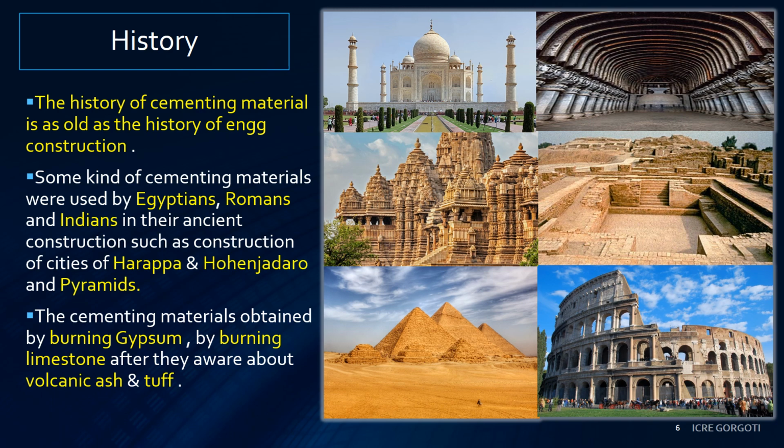The cementing material is obtained by burning gypsum, means plaster of Paris, by burning limestone, means chunkhadi, and after that they became aware of volcanic ash, the ash which comes out after a volcanic eruption, and tuff, means porous stone, which also comes out from a volcanic eruption. After that, cement started being modified according to requirements and conditions. Then we will see the further history of cement.